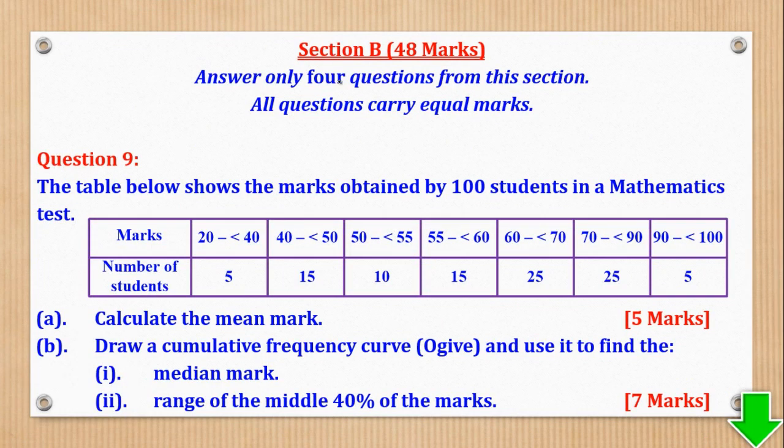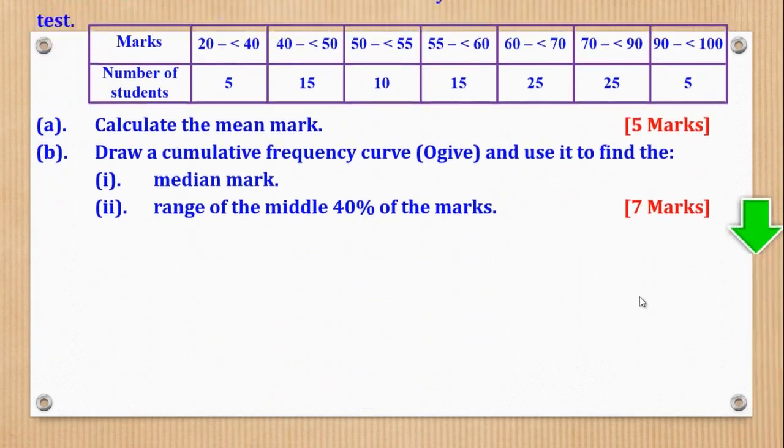Section B, you are supposed to answer 4 questions, but for revision purposes, we shall answer all in this paper. So question 9 says, the table below shows the marks obtained by 100 students in a mathematics test. Calculate the mean mark, then draw a cumulative frequency curve and use it to find one, median, and two, range of the middle 40%. So the first step here is to tabulate your values.